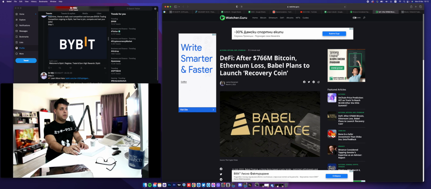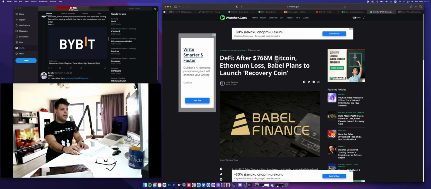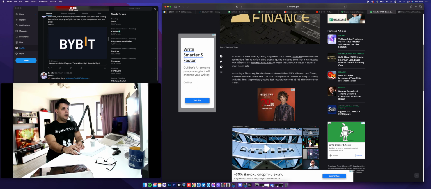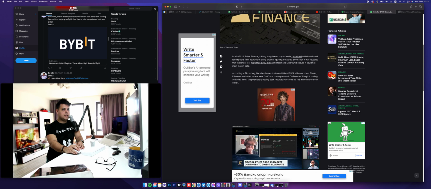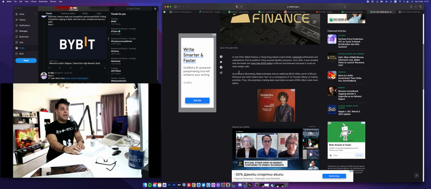Something that I would be interested in seeing is DeFi. After 760 million in Bitcoin and Ethereum lost, Babel plans to launch a recovery coin. In mid-2022, Babel Finance, a Hong Kong-based crypto lender, restricted withdrawals and redemptions for its platform, citing unusual liquidity pressure. Soon after it was revealed that the lender lost 200 million in Bitcoin and Ethereum because it could not meet margin calls. It was trading very, very poorly.